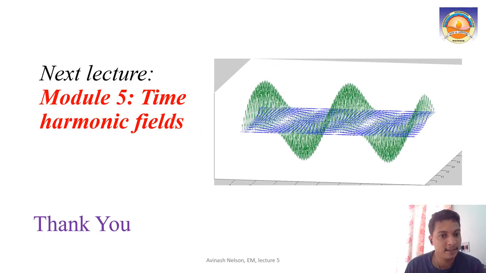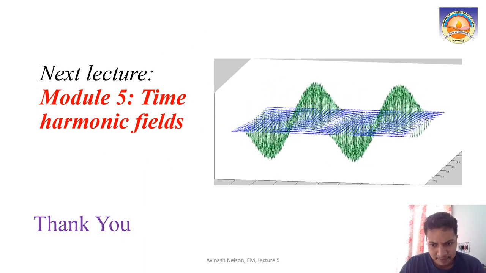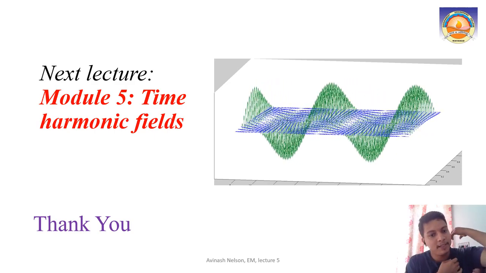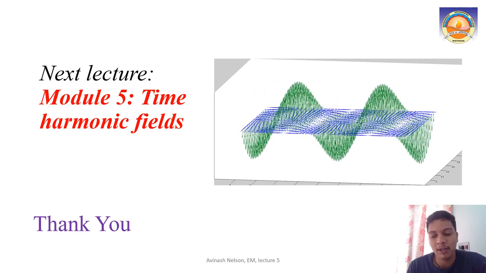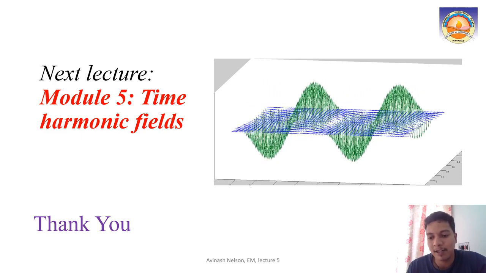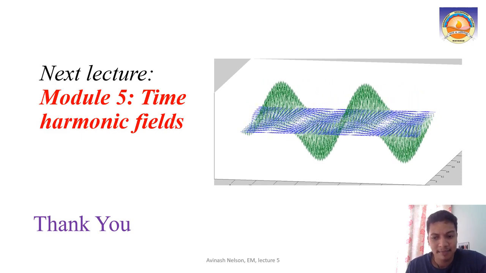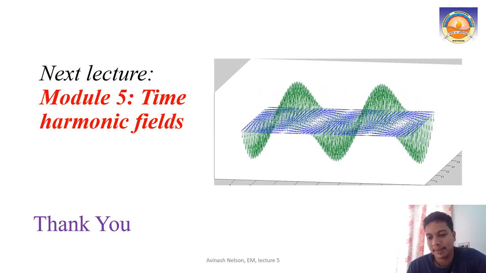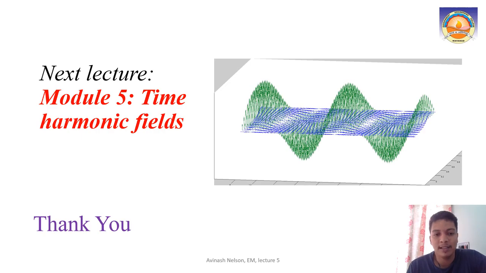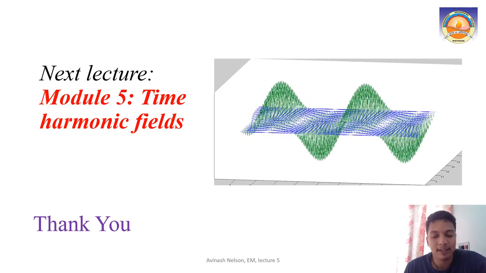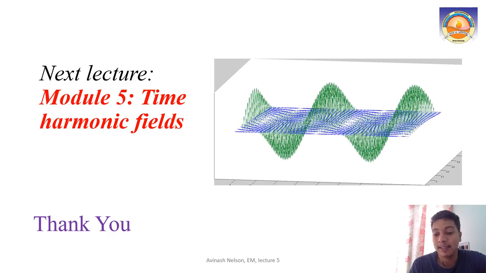After you are done, you can upload that. From the next class we will discuss more about the electromagnetic field, basically the time harmonic fields. What is meant by that? Time harmonic field means something which is varying periodically with respect to time. So we will see the space and time variation of the electromagnetic field from the next lecture.